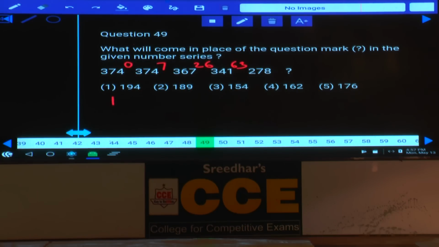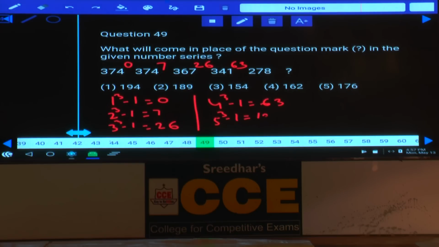0, 7, 26. 0 can be written as 1 cube minus 1, that is 0. And 7 can be written as 2 cube minus 1, 8 minus 1 is 7, and 3 cube 27 minus 1 is 26, and 4 cube minus 1, 4 cube 64 minus 1, that is 63, and finally 5 cube minus 1, 5 cube 125 minus 1, that is 124. Now this 124 should be subtracted or added? Now it must be subtracted. 8 minus 4 is 4, and 27 minus 12 is 15, isn't it? Hence 154, choice 3. The difference between the numbers can be expressed as 1 cube minus 1, 2 cube minus 1, 3 cube minus 1, 4 cube minus 1, and 5 cube minus 1.